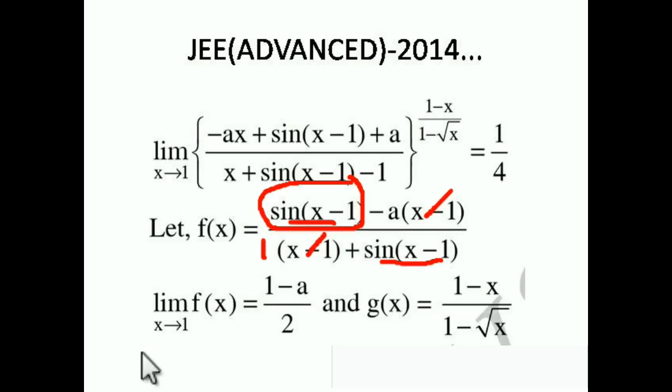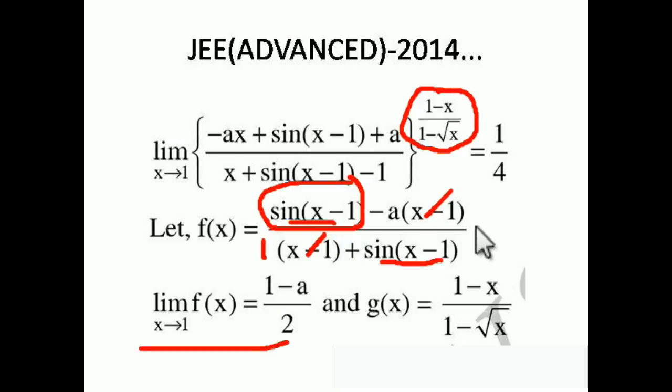Okay, so we take this function as f of x, and we have the limit as (1 minus a) by 2 here. Now this whole exponent function we take as g of x. So it becomes (1 minus x) upon (1 minus square root of x). Here this is like a square minus b square, and a square minus b square can be written as (a minus b) into (a plus b).